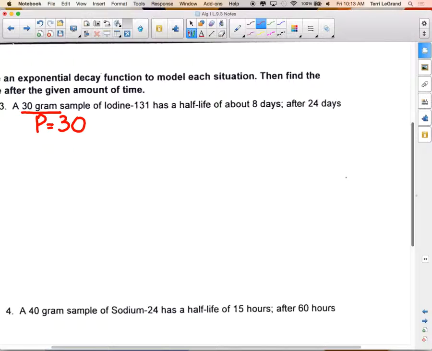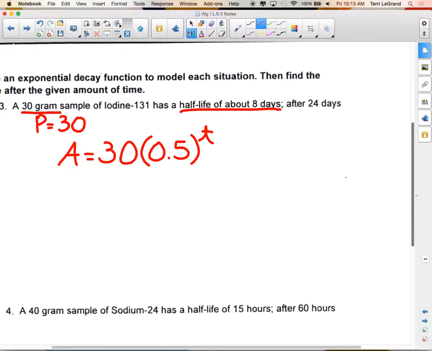It has a half-life of 8 days. So is N 8? No. In these, there's only going to be one answer, really. Well, there's kind of two answers, but we could start it like this. We know we have a 30-gram sample. After you tell me how many half-lives it's going to go through, I can tell you how much will be left of it. So this is kind of like the model for it.